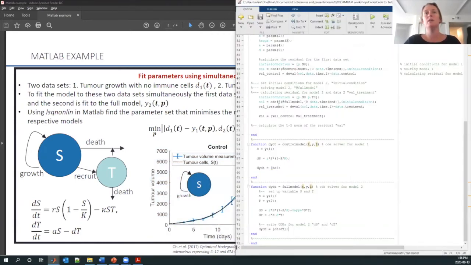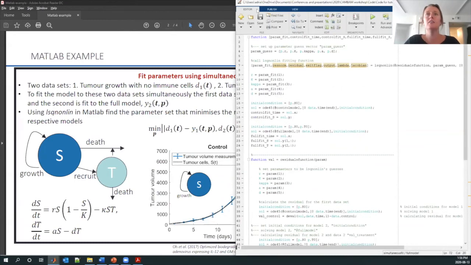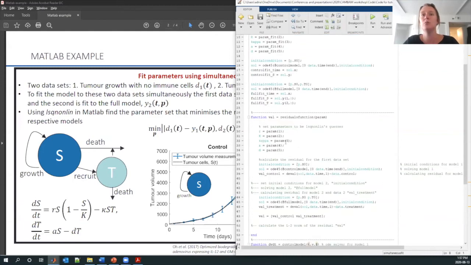So now we're solving both the first model fit to the first data set and the second model, which has the T cells with the second data set. So that's the fitting function. Remember, this was the fitting code we're calling. It's going to calculate this residual for its parameter set guess, and then keep iterating through this until it reaches a minimum.